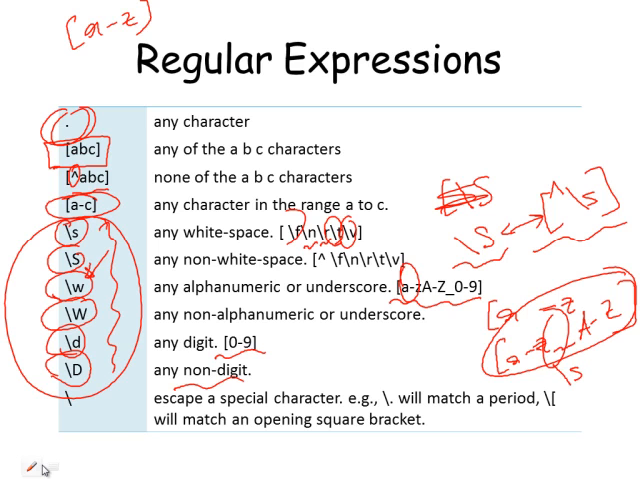Alright, so there are some special characters that you may want to match exactly in your string. Such as if you want to search for a period itself instead of trying to match any character, then you would escape it with a backslash. So a backslash period will match a period instead of having this special meaning. Alright, and the backslash square bracket will match an opening square bracket instead of specifying a character range. Okay?